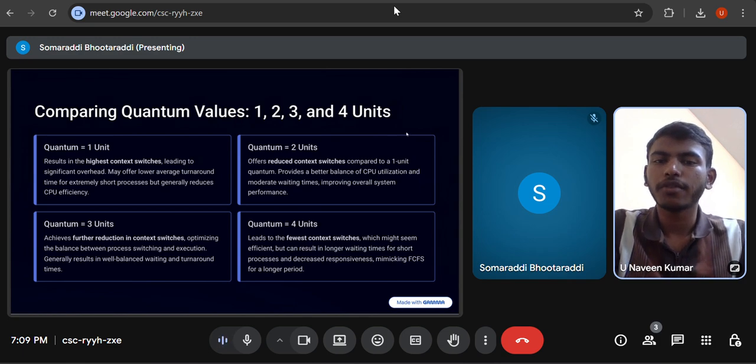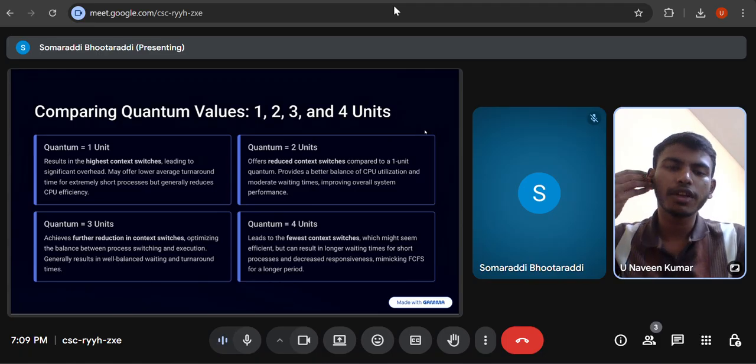And quantum number 4 leads to the fewest context switches, which might seem efficient but can result in longer waiting times for short processes. Waiting time increases for shorter tasks, and the system starts behaving like FCFS, good only for long CPU bound tasks.